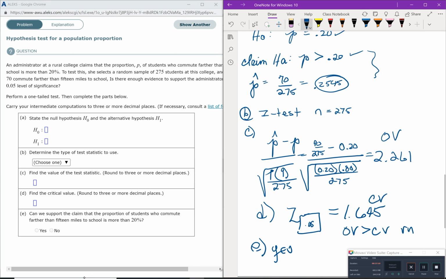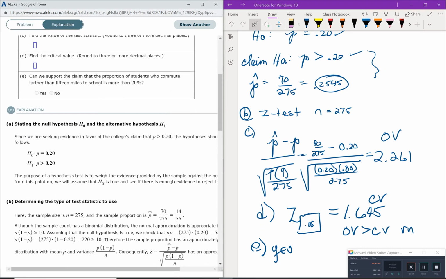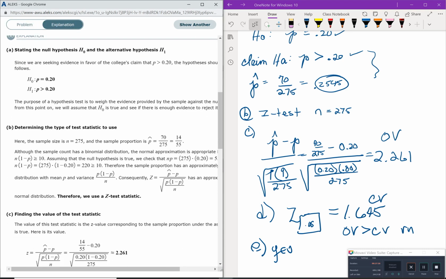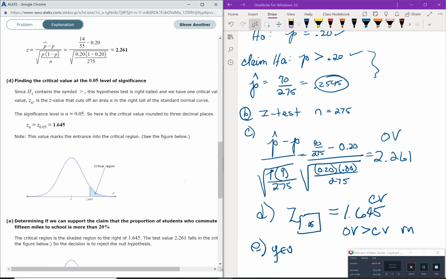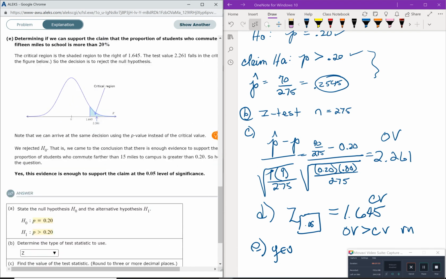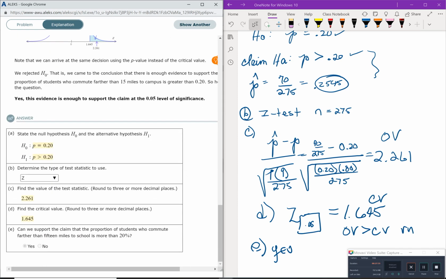Your examples are pretty straight to the point. It's not difficult. Just stop worrying and try. Just try. All right. And worst case, remember, you can always click on the explanation. So the explanation will walk you through everything that we just talked about. All right. So there you are. Look at that. Yes, we can support the claim.